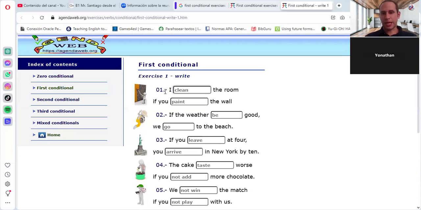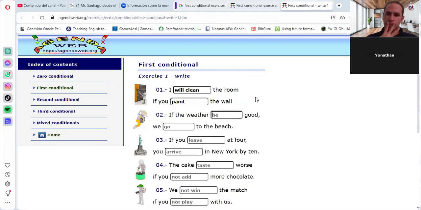For example, I'm going to help you. I clean the room, because this is the main clause. Look, if you paint the wall, right? The main clause is with will, and the if clause is with present simple. This one is the weather.